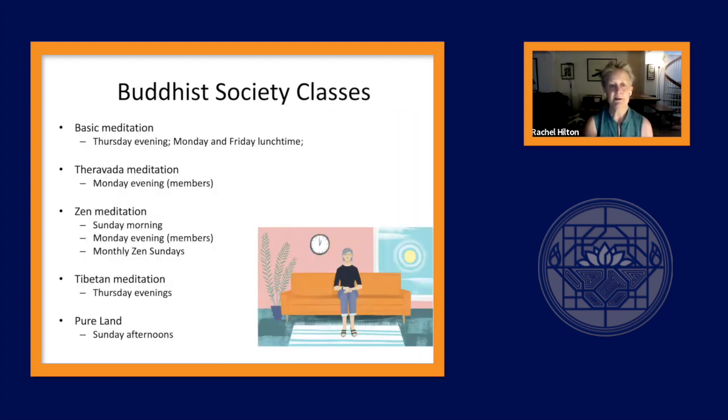And then we have classes, many meditation classes. You can meditate almost any day with us. So the basic meditation classes are on a Thursday evening, also Monday and Friday lunchtimes. And then there are some specific meditation classes. So the Theravadins meet on a Monday evening. So they're meeting now at the Buddhist Society and online. The Zen group meet on a Monday evening. And that class and the Theravada classes are for society members. So you do have to join to come to those classes.